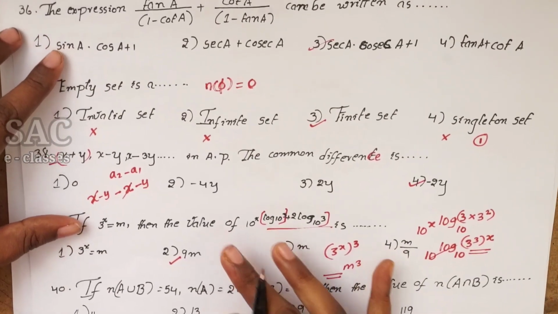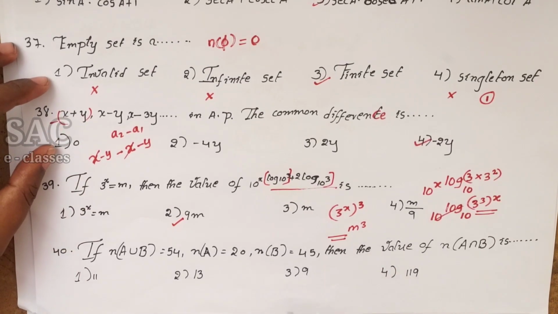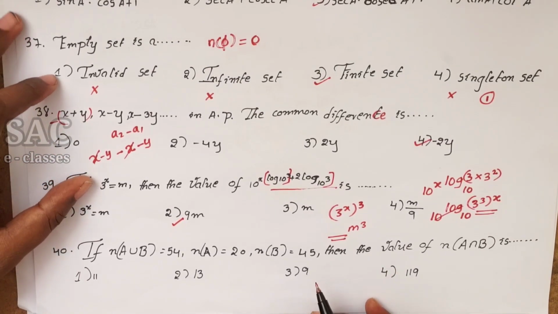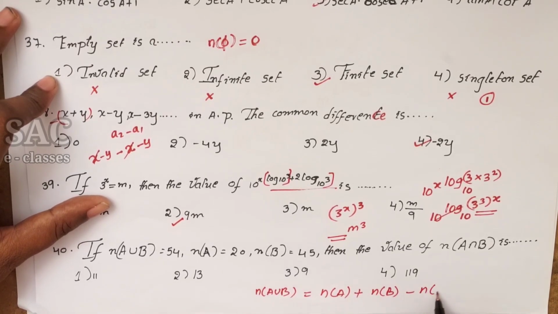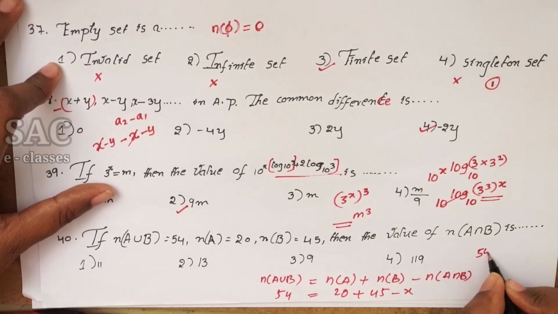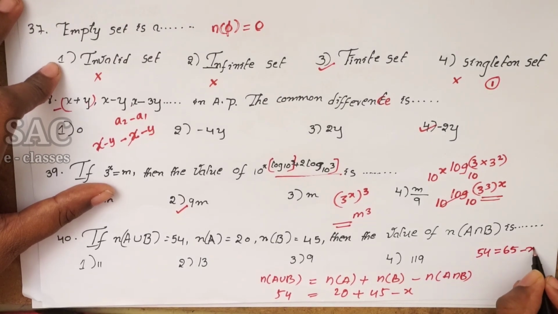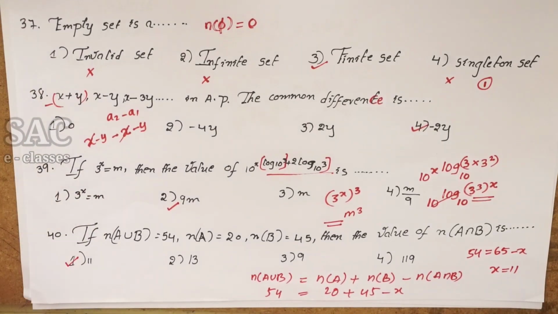Coming to the 40th: if n of A union B is equal to 54, n of A is 20, n of B is 45, then the value of n of A intersection B. We already know that n of A union B can be written as n of A plus n of B minus n of A intersection B. 54 is equal to 20 plus 45 minus x. 54 is equal to 65 minus x. Then x is equal to 11. We got the x value 11 as the answer. Let's move to the next problem.